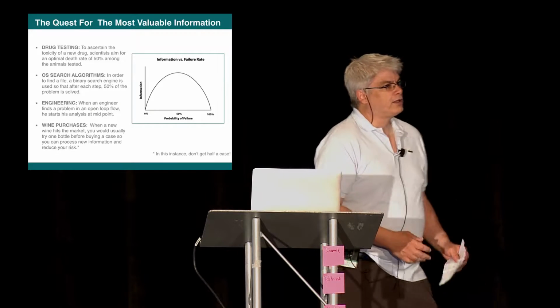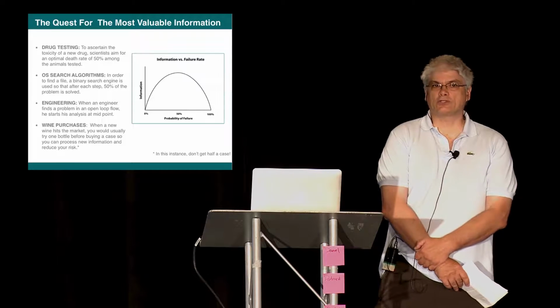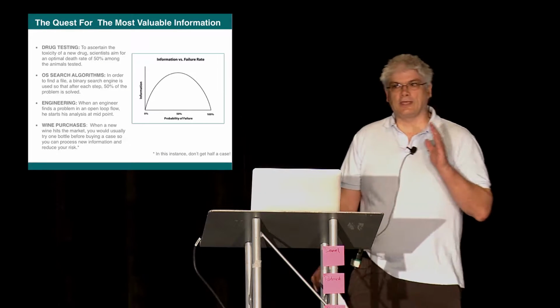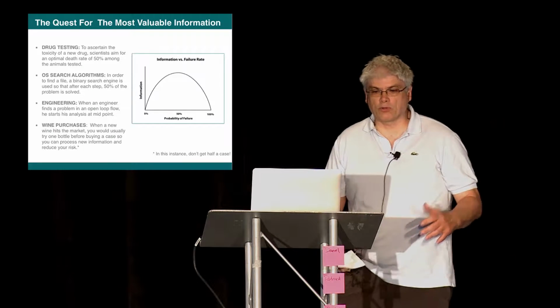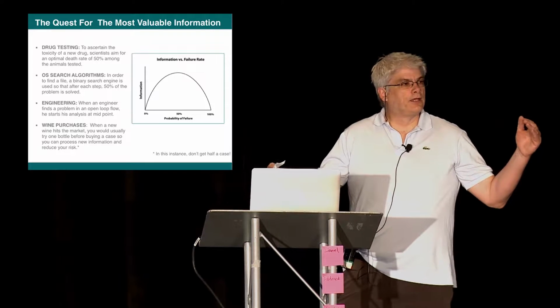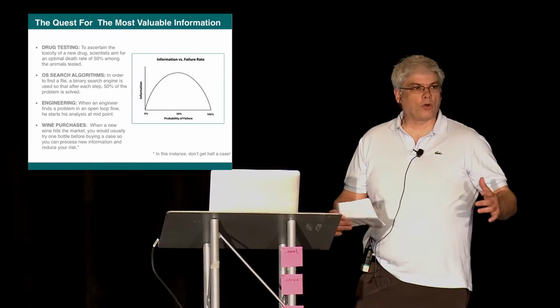Also, when an operating system does a search for a file, it does what we all know to be a binary search. It doesn't go sequentially, doesn't go randomly. It goes straight down the binary tree and reduces the chance of failure by 50% every time. Also in engineering, if you have, for example, a pipeline from A to B and there's no feedback, an engineer would usually start in the middle and decide from that point on to go either upstream or downstream. In real life, if a new wine comes up, you wouldn't go and buy a 6-pack or a case of 12. You would usually buy a single bottle, taste it, get information, reduce your risk, and act accordingly.